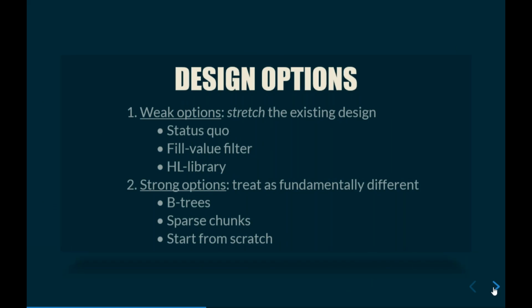And then you can think about, in broad brushstrokes, the design options, and you can break them out into two categories. I would suggest one is what you might call weak options, which means that you're trying to stretch the existing design and make do with what you have, or what I would call strong options, where you acknowledge that maybe we should treat these sparse data sets, at least from an HDF internal implementation perspective, as something fundamentally different and treat them accordingly.